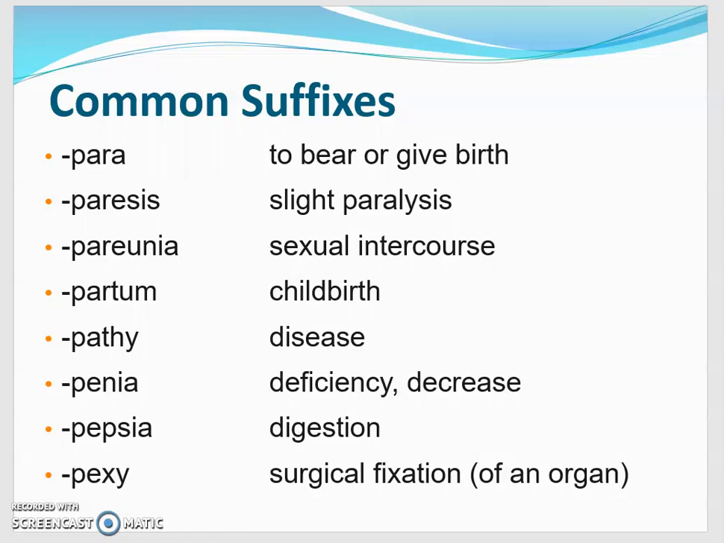Para means to bear or to give birth. Paresis is a slight paralysis. Pareunia is sexual intercourse. The result of that could be partum, childbirth.